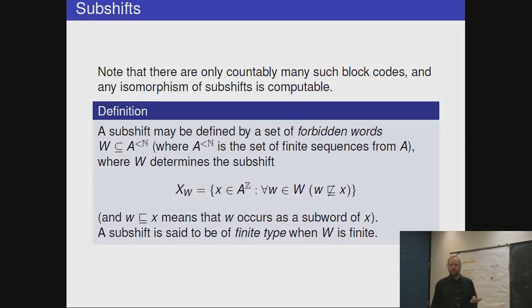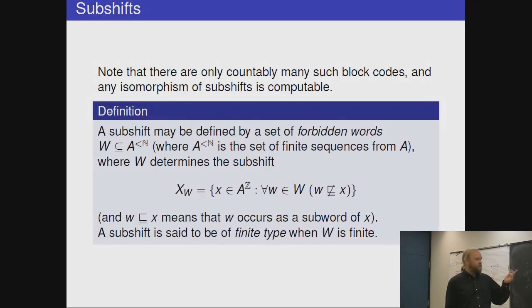Now, 2 different sets of forbidden words might give me the same subshift. For instance, if I say eliminate the pattern 1, 1, 0 and the pattern 1, 1, 1, this would be the same as saying, well, just eliminate the pattern 1, 1. Don't allow that. So I can have a different collection of forbidden words, but there's always a maximal one that I could come up with: take all of the finite patterns that don't appear anywhere in my subshift.